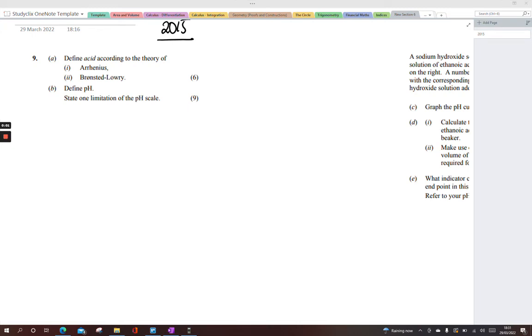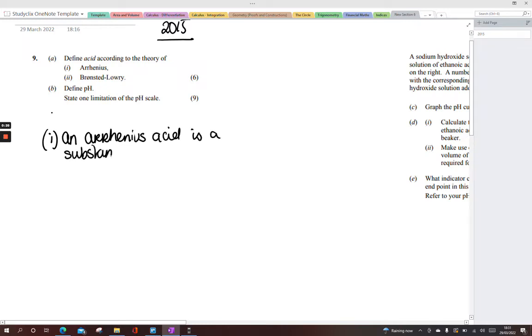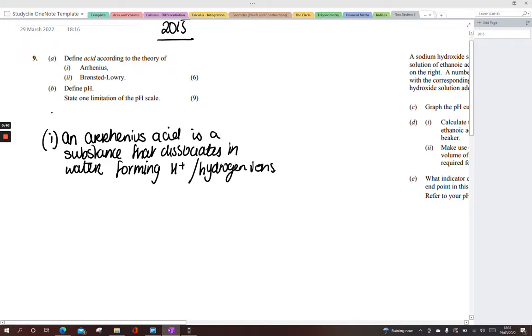Hi folks, so 2015 here, question 9, your acids and bases. So standard initial questions: define an acid according to Arrhenius. An Arrhenius acid is a substance that dissociates in water, and you need that. This is your dinner at 6, your lunch at 12, forming hydrogen ions. You know, these are bog standard.